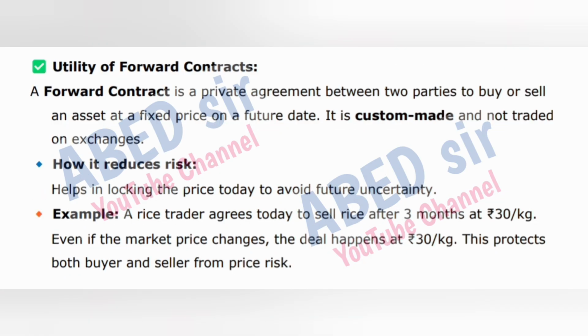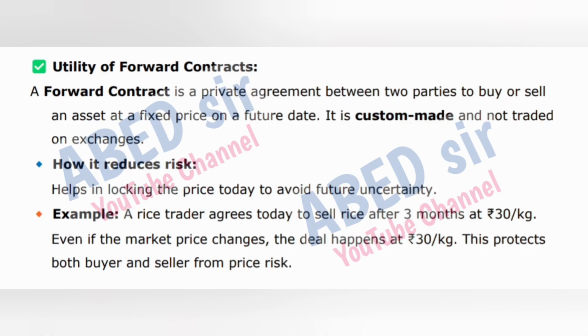Utility of forward contracts. A forward contract is a private agreement between two parties to buy or sell an asset at a fixed price on a future date. It is custom-made and not traded on exchanges. How it reduces risk. Helps in locking the price today to avoid future uncertainty.